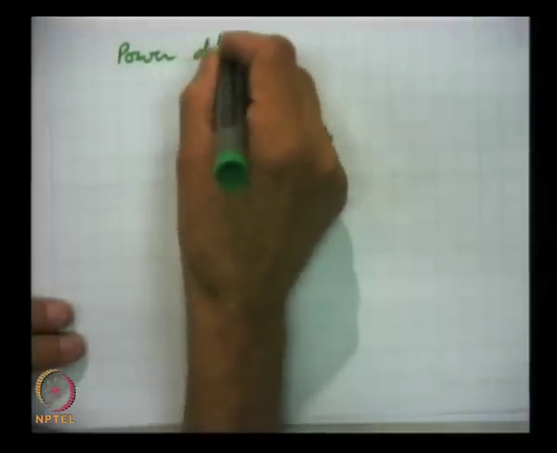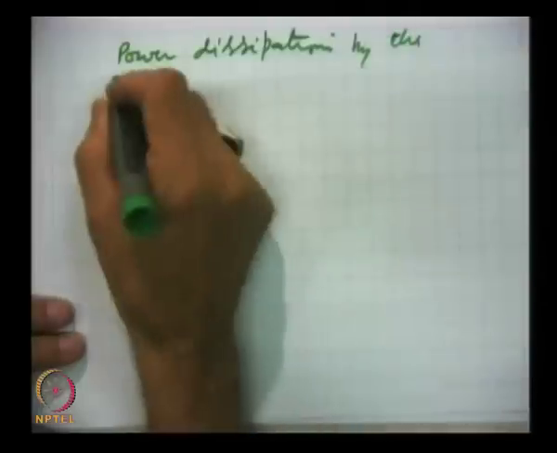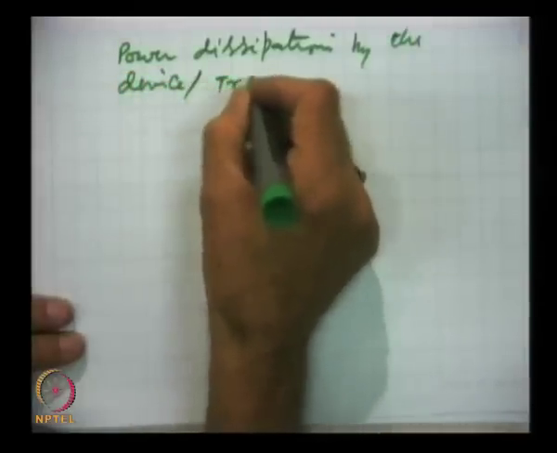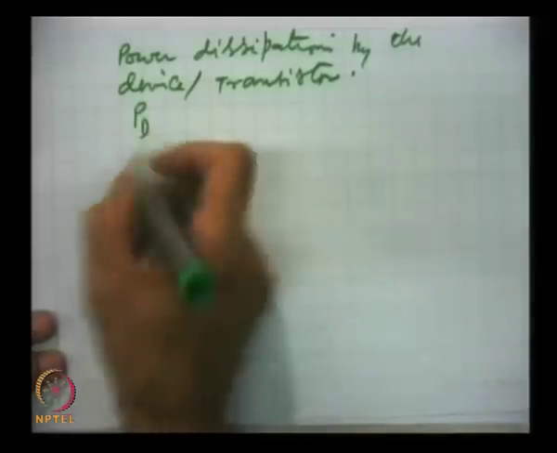Now the last thing is about the requirement: how much power the transistor has to dissipate. Because in power amplifiers, if your transistor is capable of dissipating 5 watts, then obviously you can't get 10 watts of power from these transistors. High current will burn the transistors. So this is the power dissipation by the device, the transistor. And this is written as PD, dissipation max.